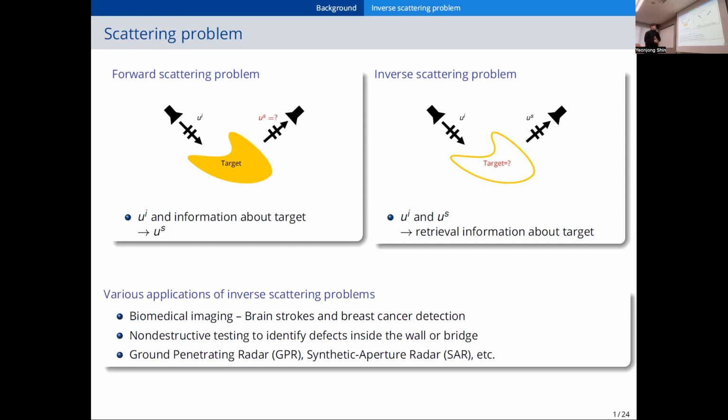There are so many applications of the inverse scattering problem, such as biomedical imaging for brain strokes and breast cancer detection, and non-destructive testing to identify defects inside a wall or bridge. Also, it can be applied to ground penetrating radar, called GPR, and synthetic aperture radar, and so on.